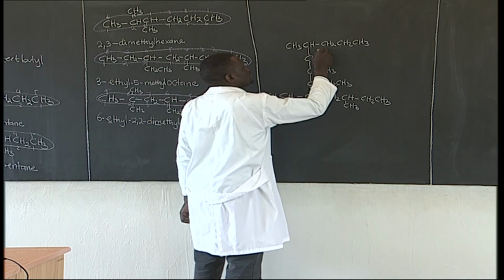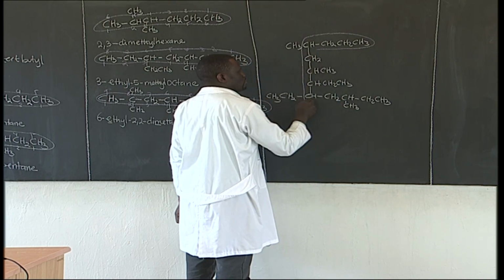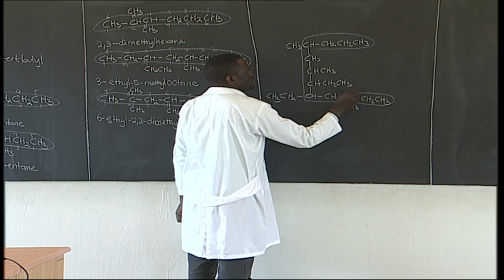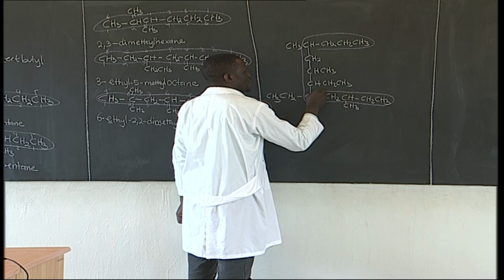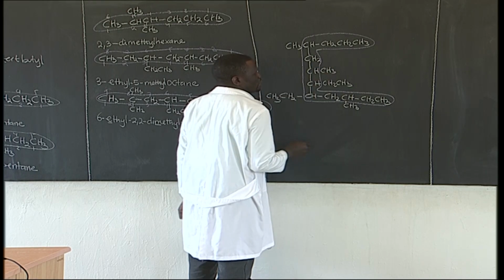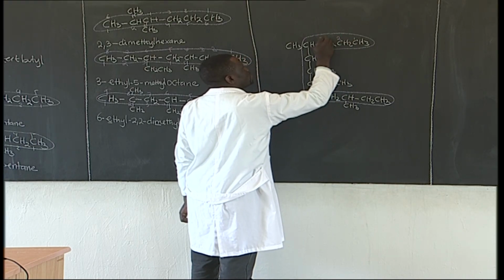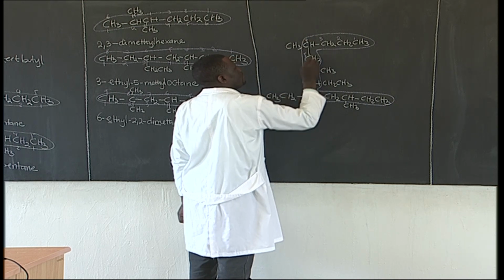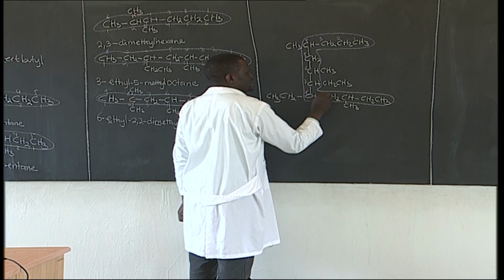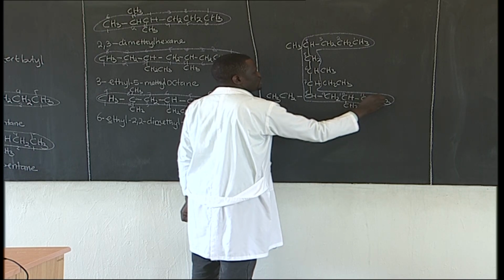So what's the longest possible chain? We are going to have these, the one which has the highest number of carbon atoms. So this will be our longest possible chain. Then we are going to label the carbon atoms. We say 1, 2, 3, 4, 5, 6, 7, 8, 9, 10, 11, and 12.